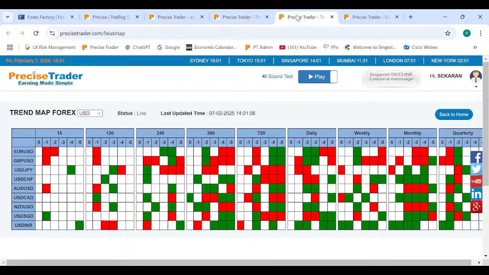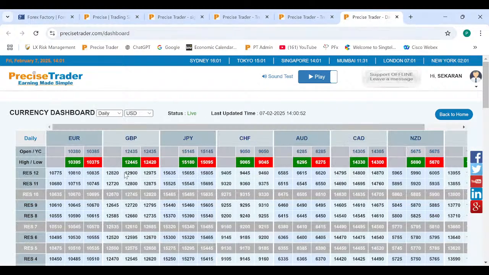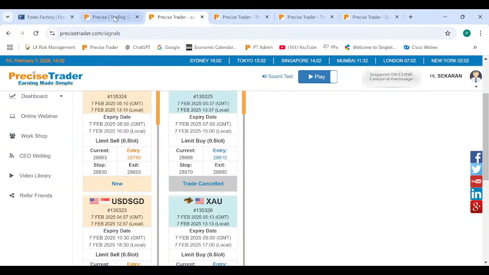So this is how you play the game, and you use the dashboard. And there's one more, the PT zones. That is the thing I wanted to show.